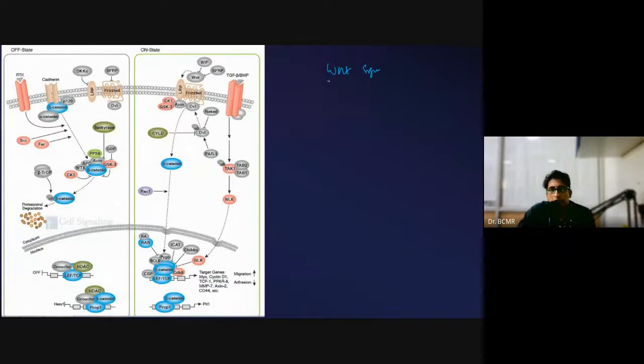There is another one that is Wnt signaling, and the name comes from the signal. The signal molecule or the ligand is called Wnt. There it is. Okay. In Wnt signaling, let me see if I can zoom in.